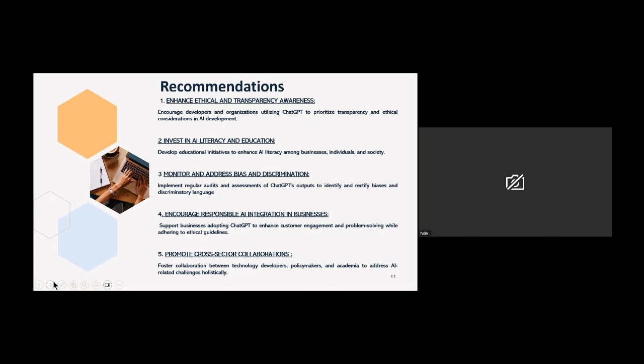Here we call upon developers and organizations to embrace transparency and ethical considerations in their AI endeavors. By doing so, we are recommending that companies ensure AI technologies like ChatGPT are developed with utmost integrity, so that there is trust and accountability when a person is using it and when a business or an organization is using an AI model. The second recommendation is investing in AI literacy and education, which is paramount.